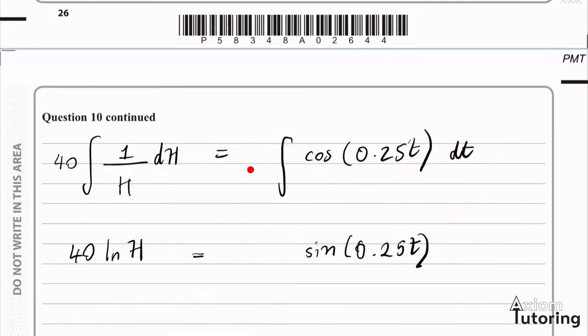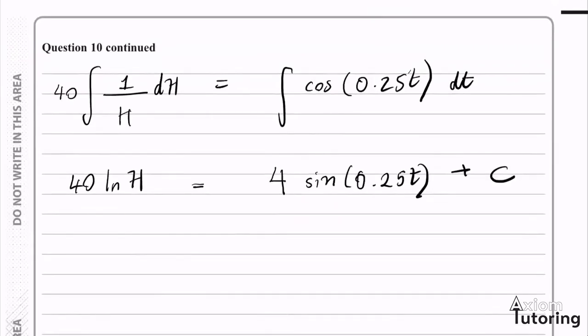However, we can see that there is no factor associated with cos of 0.25t, so there's no coefficient here. So then that must mean that when we differentiate sine of 0.25t, and we're expecting a factor of 0.25 in front, we must be multiplying by 4 to cancel it out. So we just get cos of 0.25t. So then we get 4 sine of 0.25t when we integrate, plus c.